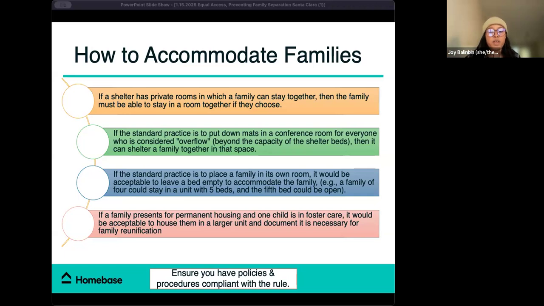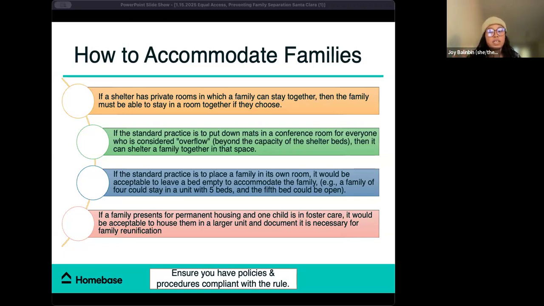Additionally, programs want to make sure that they're not denying assistance based on any interpretation of gender identity or family status. So, for example, not placing a family with 2 women and a child together, but still placing a family with a man, woman, and a child together.